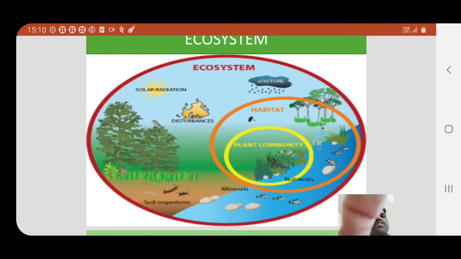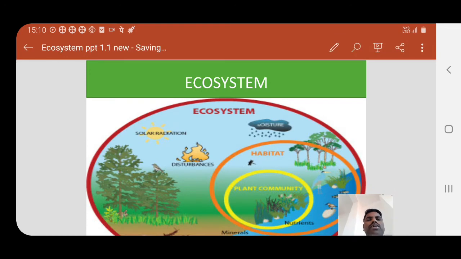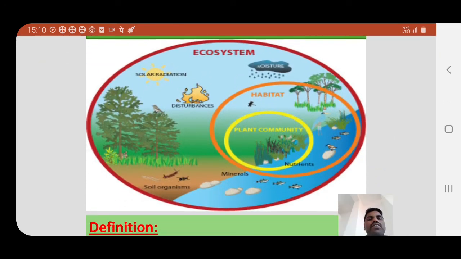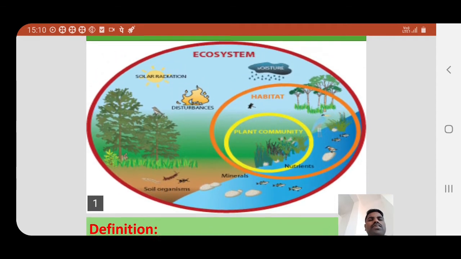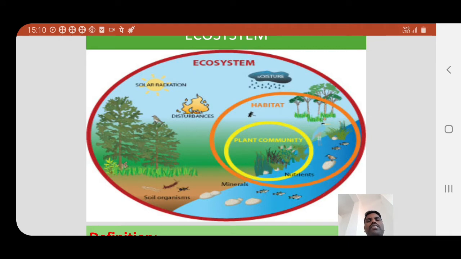What is an ecosystem? An ecosystem is the structural and functional unit of nature. Here, living things interact with each other, and also interact with the surrounding environment.